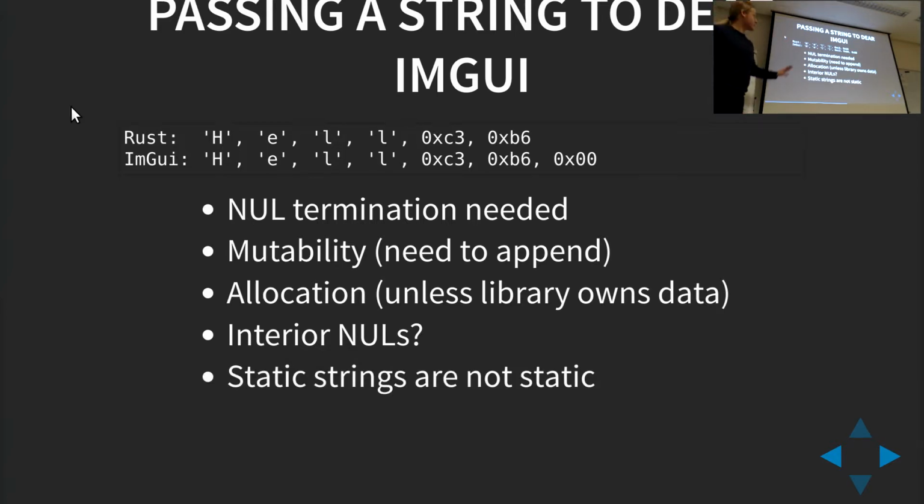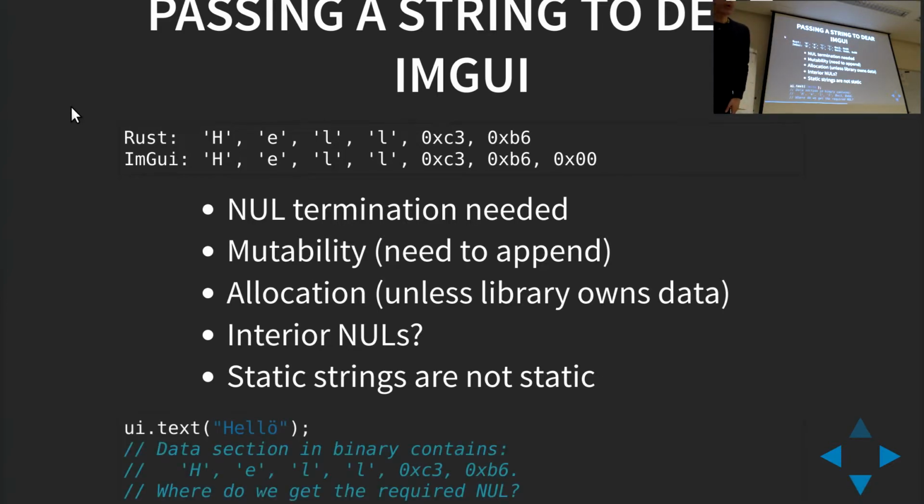And all this implies actually something very interesting. Static strings are not static. So if we wanted to render text, this "hello", we really want this syntax. We want to say UI.text("hello"), that's all. That's very simple. That's the best API we could have.